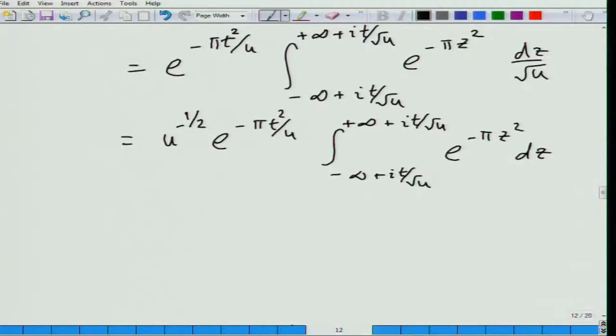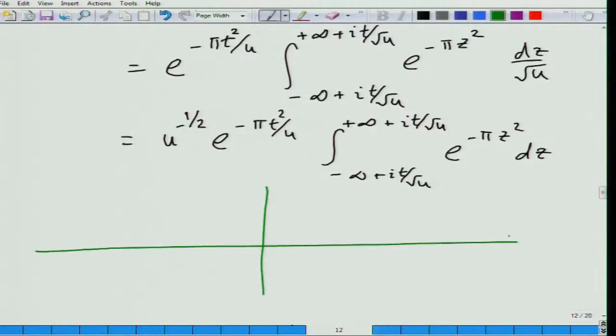If you want to integrate it from minus infinity plus this to plus infinity plus the same quantity, where does this go from? It starts at t by square root u, which is maybe somewhere here, and the integral is along this line, minus infinity to plus infinity.